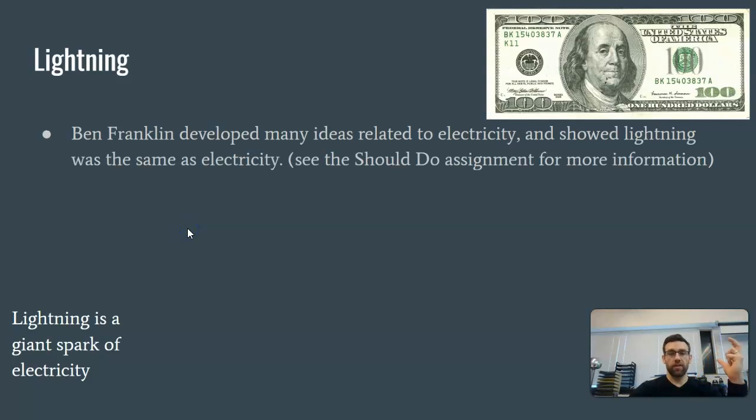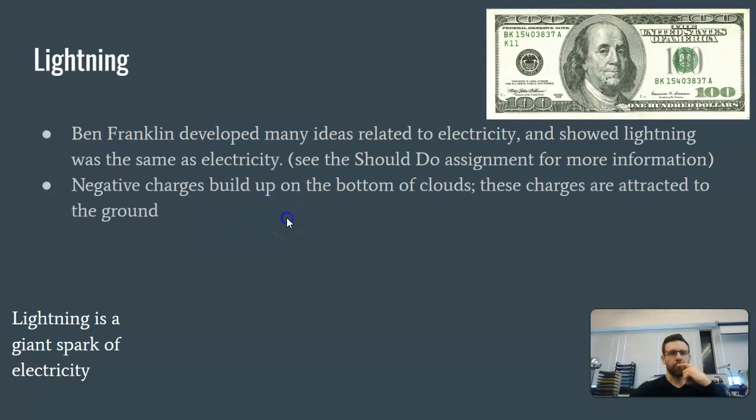Ben Franklin developed many ideas around electricity, and he showed lightning was really the same as an electric spark. I have a should do assignment on that where there are a couple of very interesting videos that debunk some of the myths around Ben Franklin and his kite experiment. If you haven't heard about that, check out my should do assignment.